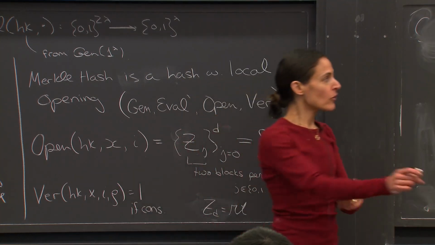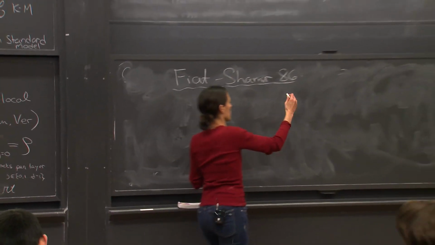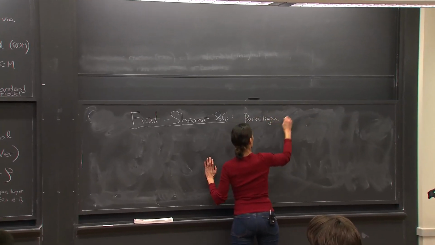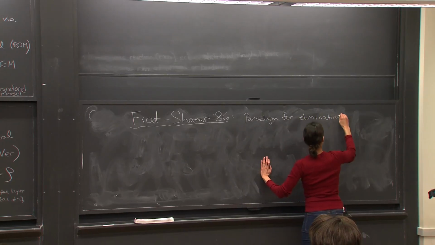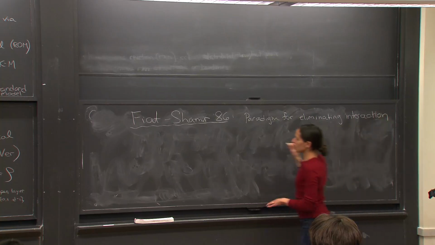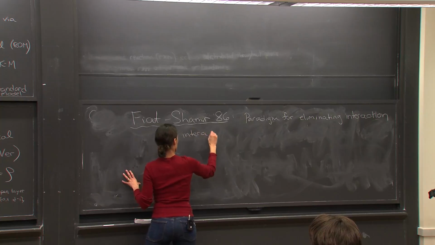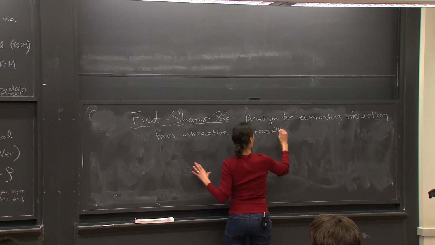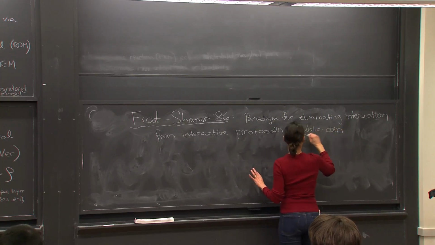So let me explain. Take any protocol. So this is a paradigm for eliminating interaction from interactive protocols that are public coin. So not all protocols, but ones that are public coin.